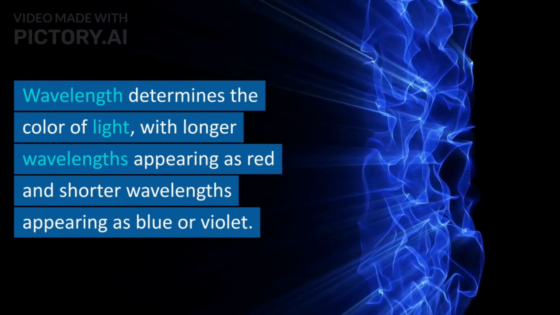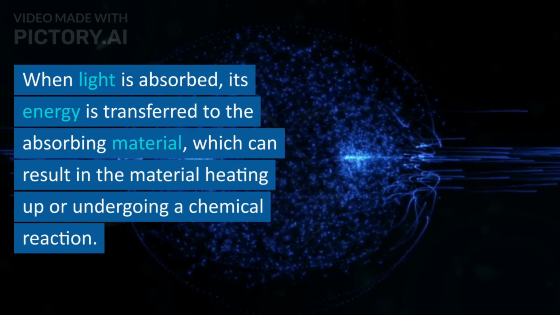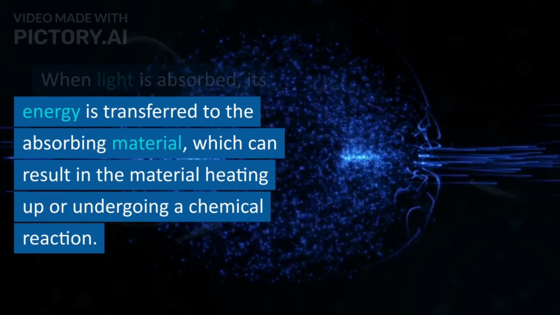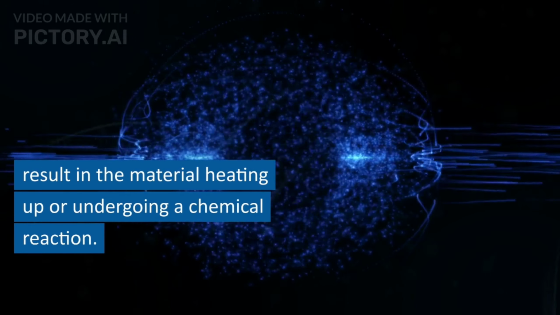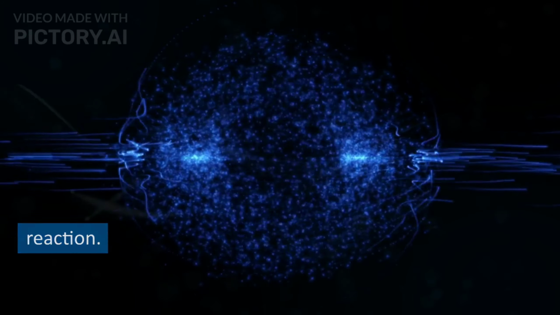Light interacts with matter in a variety of ways. It can be absorbed, reflected, transmitted, or refracted depending on the properties of the material it encounters. When light is absorbed, its energy is transferred to the absorbing material, which can result in the material heating up or undergoing a chemical reaction.